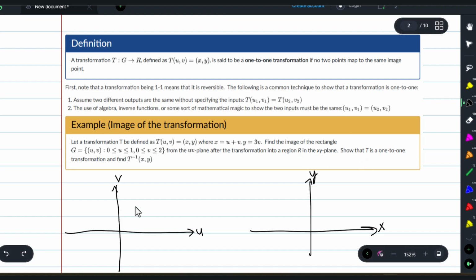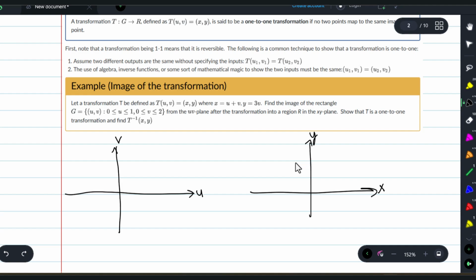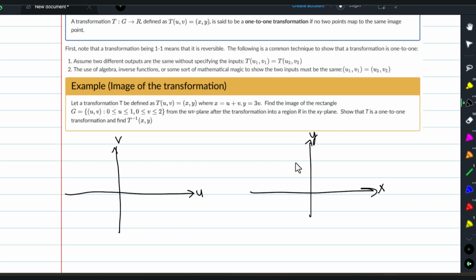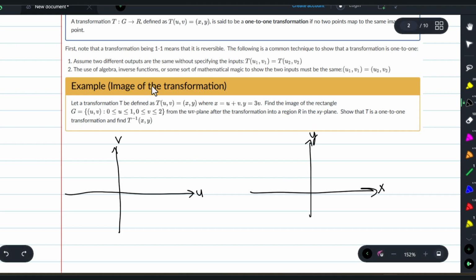It's always good to start with two different graphs separately if you're going to do it on paper, to remember you're transforming from one space to another. Then draw out the region G. The rectangular region G looks like this inside the UV plane. I'm just going to shade it in roughly.